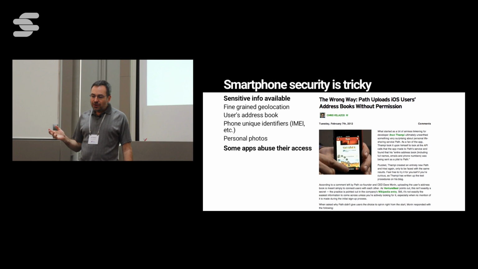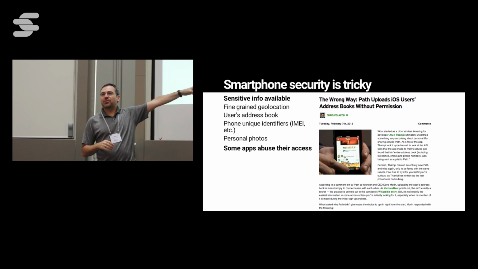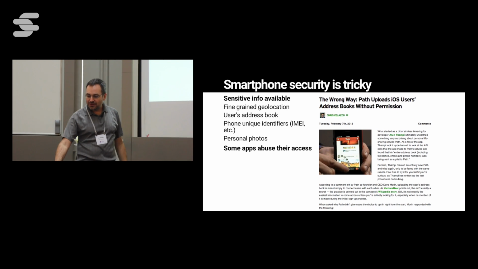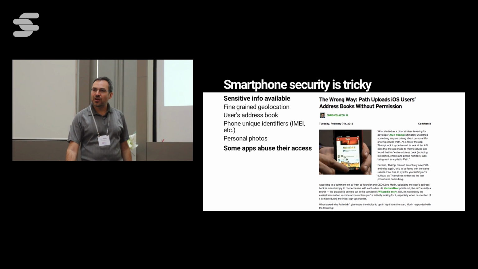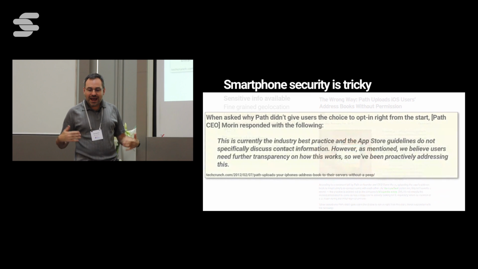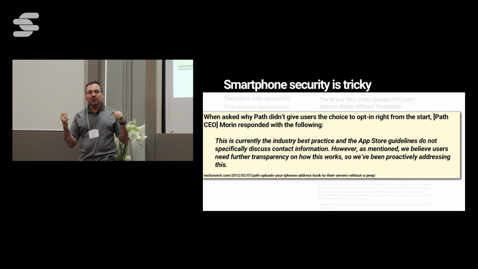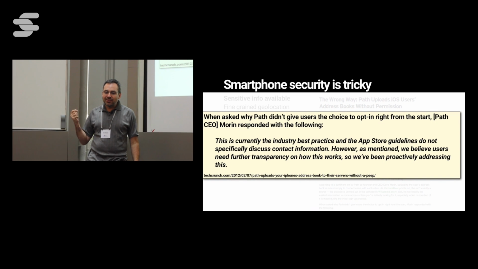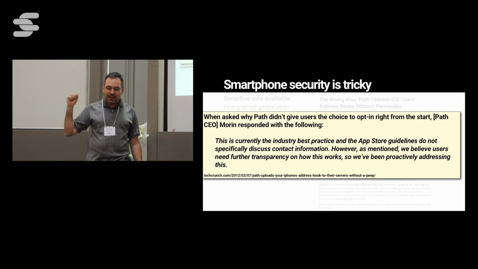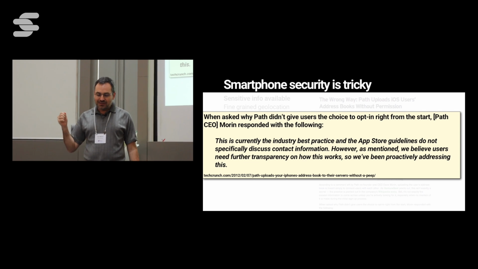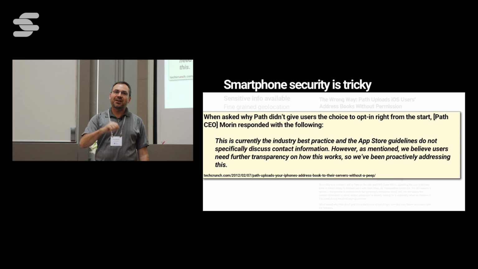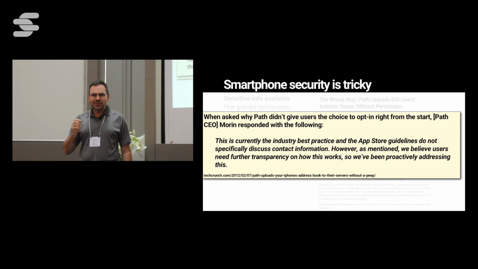One example was this app called Path, a social network of some kind. And they would upload your entire address book without asking you first. And when asked why Path didn't give the user the choice to opt in, the CEO said, "This is currently the industry best practice, and the Apple App Store guidelines don't specifically discuss contact information." This is 2012. They do now.